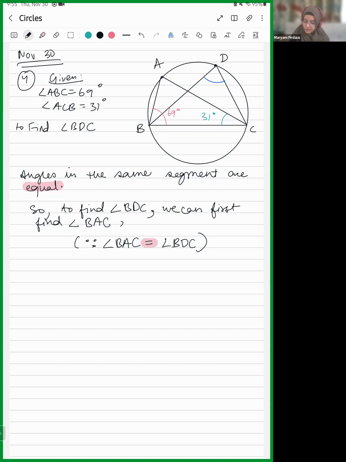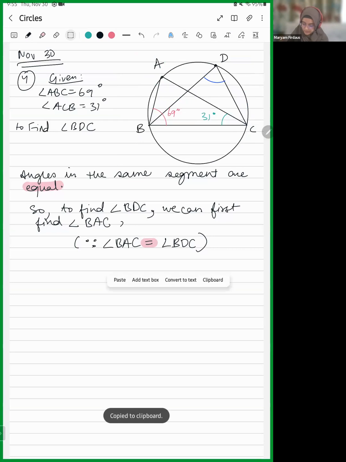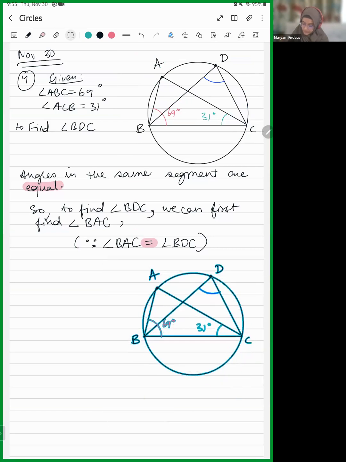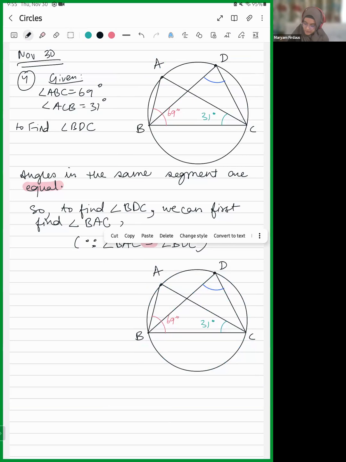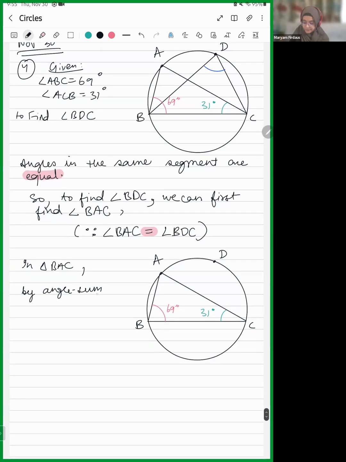So next, basically we can first find angle BAC. I am making this figure again. You don't have to make it again. You can just get it done in the same figure. So you can first find angle BAC. So in triangle BAC, by angle sum property, what do we have? Someone please calculate and tell me what will be angle BAC.